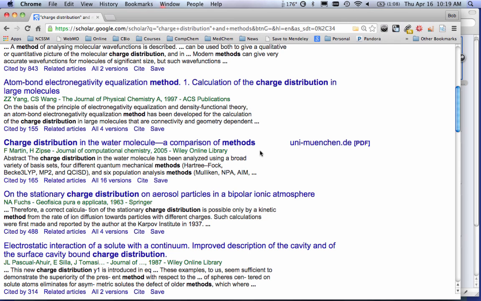That looks like a really potentially good article, because what I'm interested in is what are methods that are used to try to calculate charges in molecules. And I know, because I'm a chemist, that water is a pretty simple molecule. So if I can understand how to calculate charges in a water molecule, I might be able to figure out how to calculate charge distribution in a more complicated molecule.